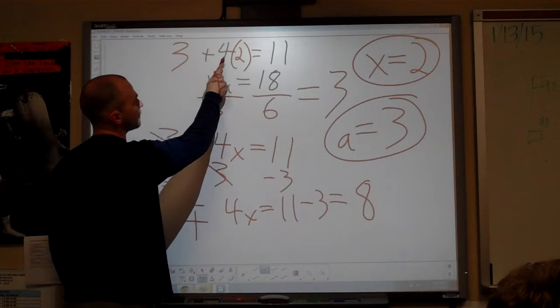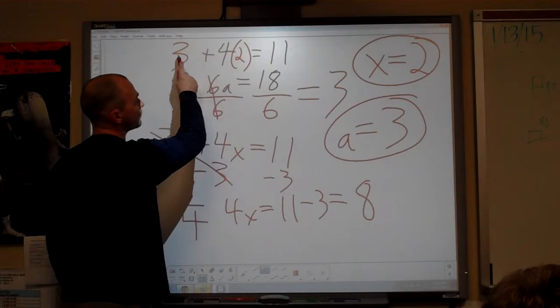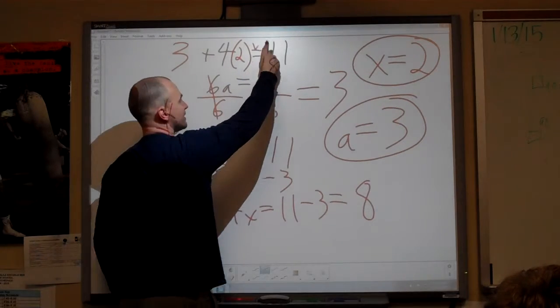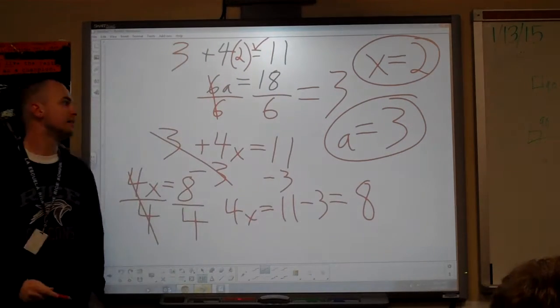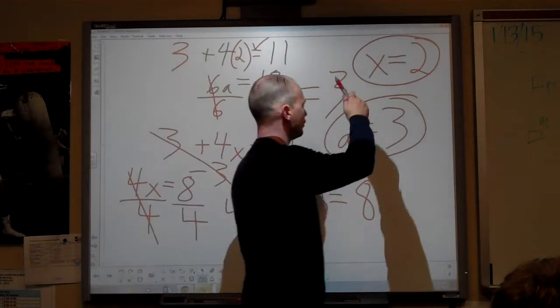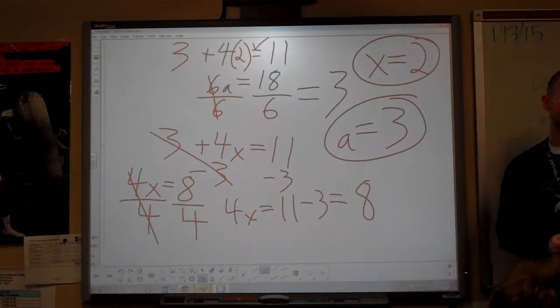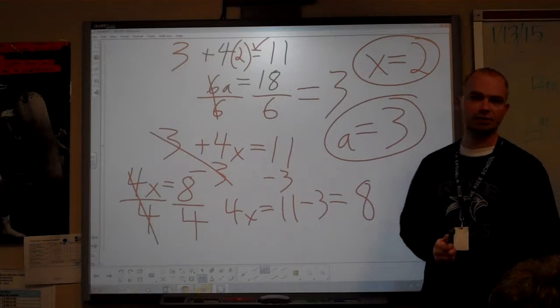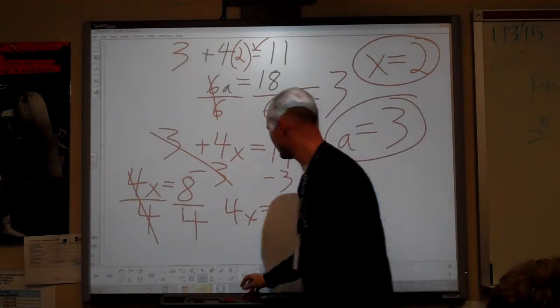3 plus 4 times 2 is 8. 3 plus 8 is 11. Yes, it is. It checks. So for number 2, x equals 2, a equals 3. Questions on number 2? Great.